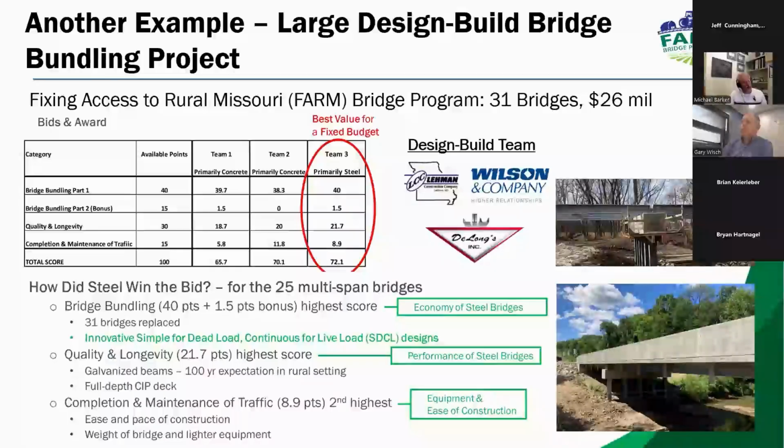But also performance of steel bridges. Those galvanized beams rated really high compared to a concrete structure. And they had full depth cast in place decks, which MoDOT graded as higher than the partial depth decks of the concrete structures. And so they took the highest score for those first two categories. And in the third category, they took the second highest score because equipment and ease of construction for steel bridges is pretty easy compared to the heavier equipment required for concrete bridges. So here's a case where they competed and steel bridges won.